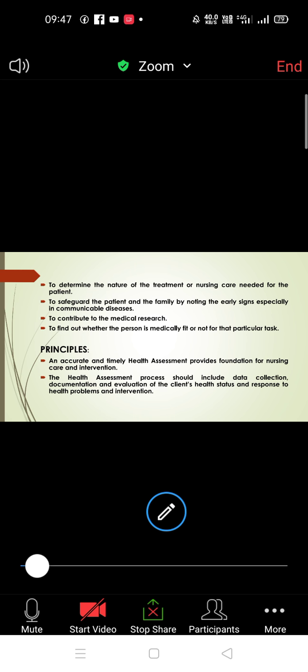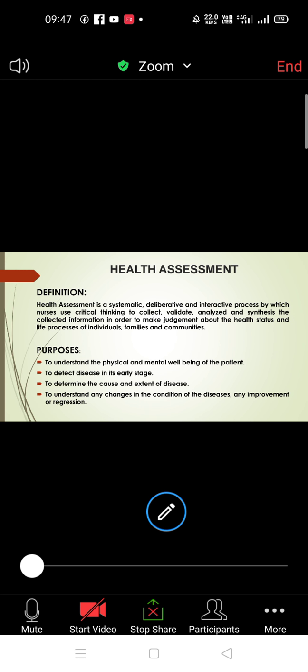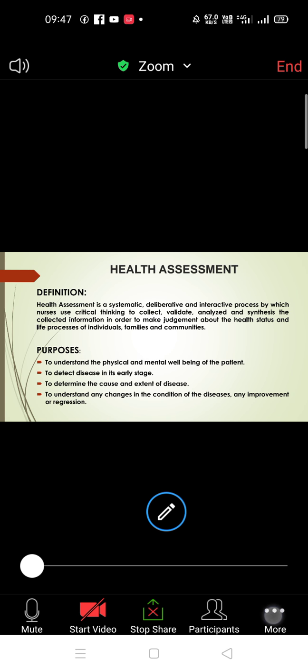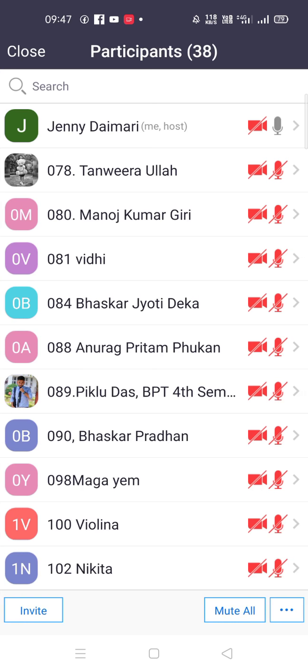So we have completed this health assessment topic. Health assessment is nothing, it's just an assessment of the patient's body. It's an assessment of the patient's health. That is the health assessment. Clear?